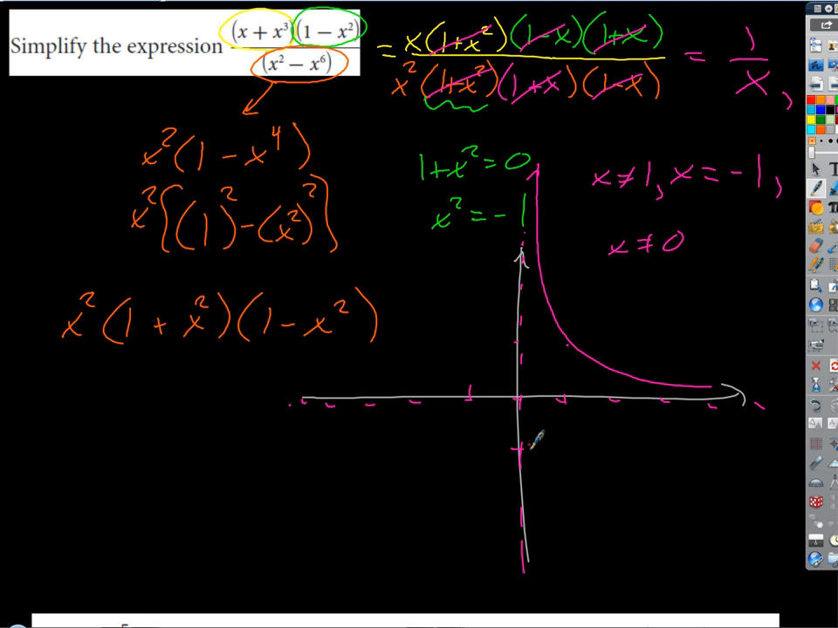And then it goes through the point -1, -1 normally. But what do we have to do here? We've got all these exclusions. So at x equals 0, there's a hole. And, I mean, x equals 1, there's a hole. At x equals -1, there's a hole. Not 0. At 0, we've got that vertical asymptote, right?